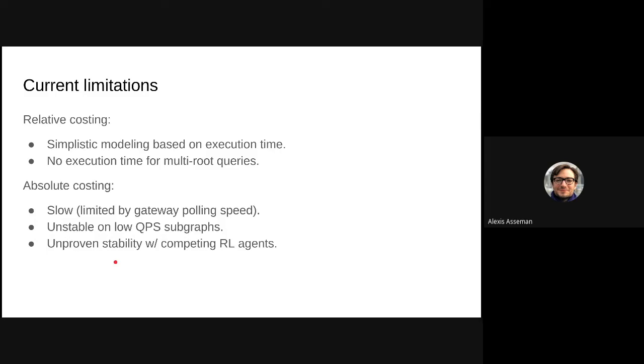And one last thing that's more theoretical, it's a little bit more involved, is that we don't have a proven stability of that system when you have multiple competing reinforcement learning agents on the same market, on the same subgraph. You could imagine that there could be some oscillations as the different agents are trying different prices. Because as you try different prices, you're also influencing the market price. So yeah, we don't know what can happen here for now, and we are working on it.